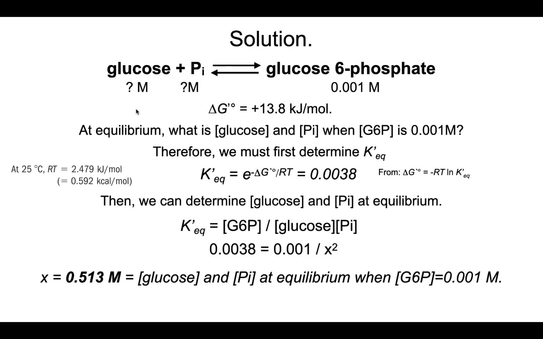So what that means is if you add just a little bit more than 0.513 molar glucose, and a little bit more than 0.513 molar inorganic phosphate, you'll drive that reaction in the forward direction. So basically the answer to the question is, as long as you add more than 0.513 molar glucose and inorganic phosphate, you can drive that reaction and convert it into an exergonic reaction.